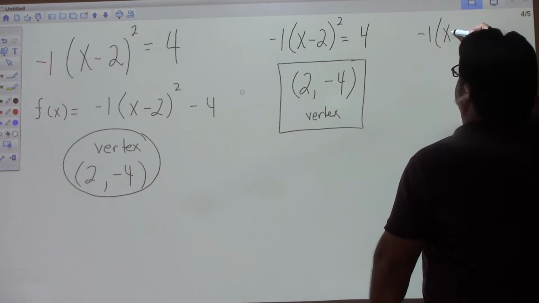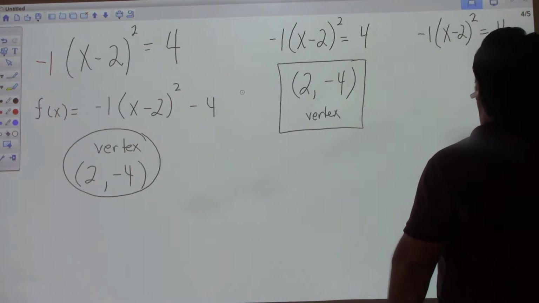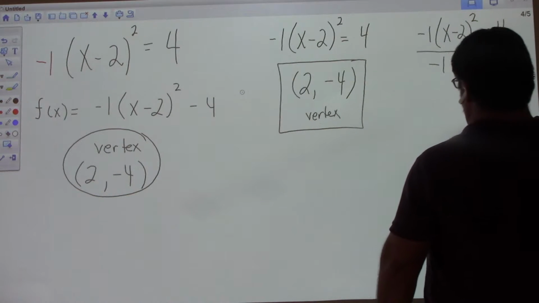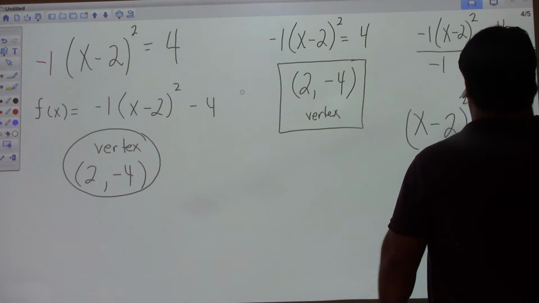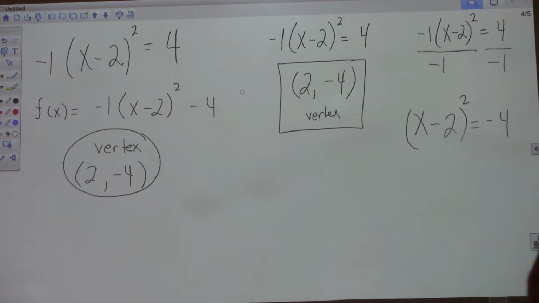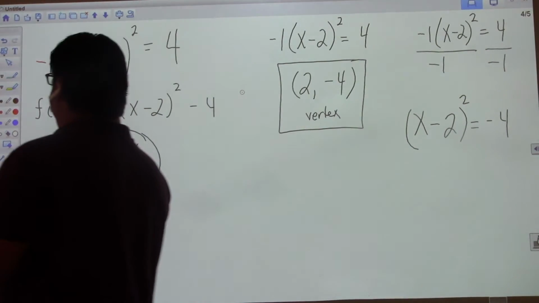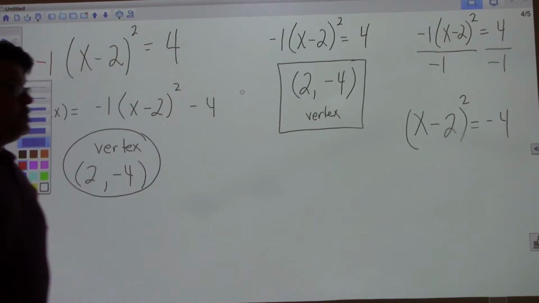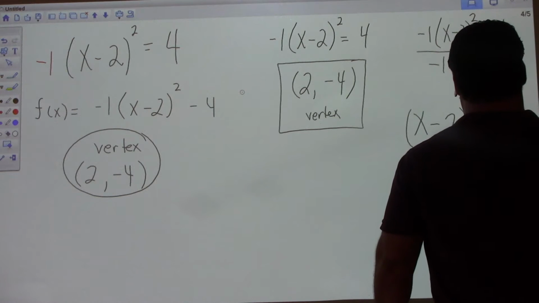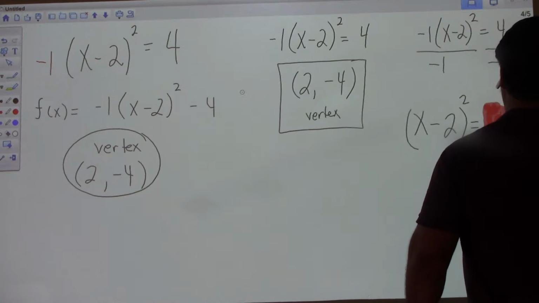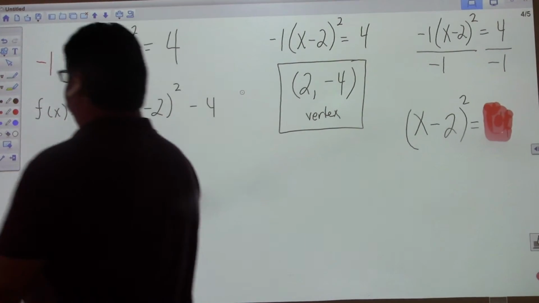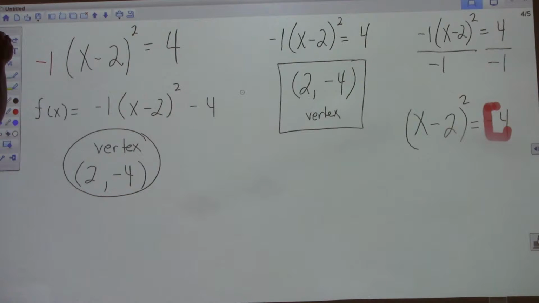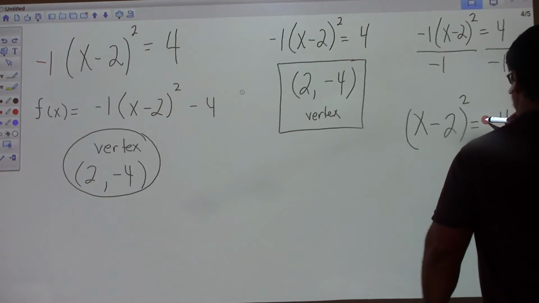Negative 1, x minus 2, quantity squared equals 4. Divide by negative 1, divide by negative 1. X minus 2, quantity squared, is equal to negative 4. Got a problem. What's the problem? Anybody want to take a stab at it? What's the problem?